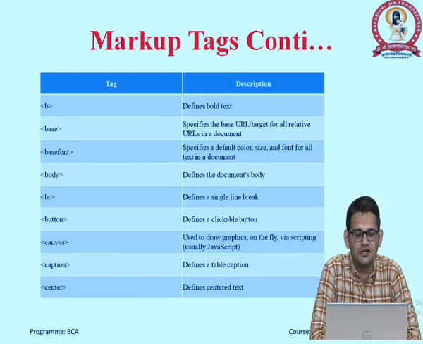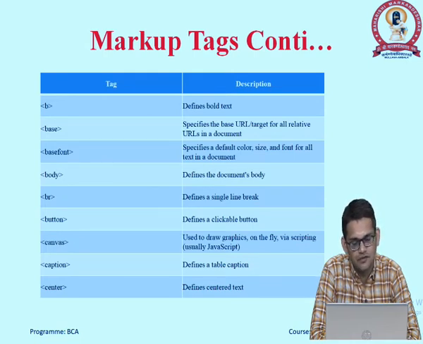In the continuation of the tags, next one is the B tag. The B tag, as we have seen in the example, is used to bold the text available in our web page. Next one is the base tag. The base tag specifies the base URL of all relative URLs in a document. Next one is the base font. It specifies the default font size and font color of all the text in a document.